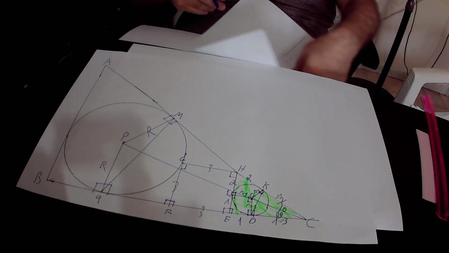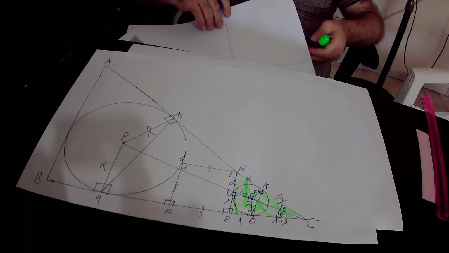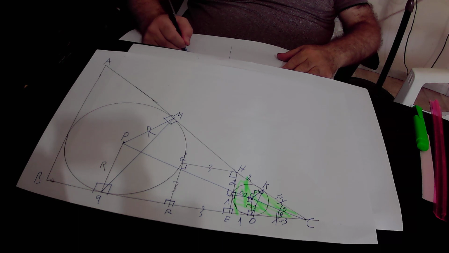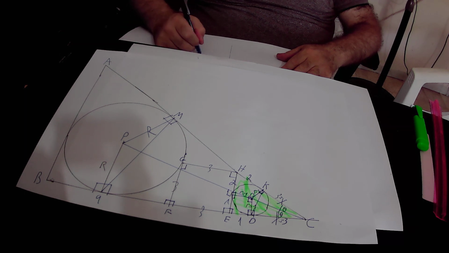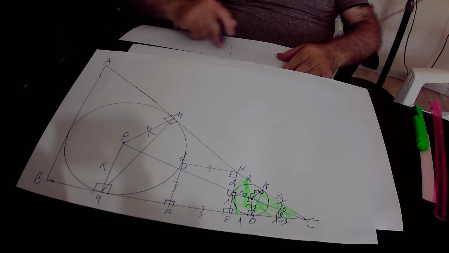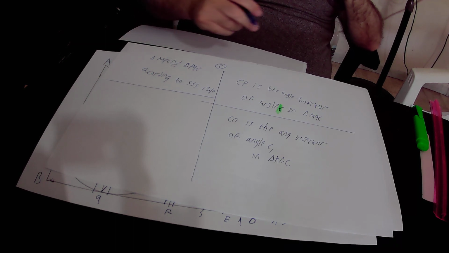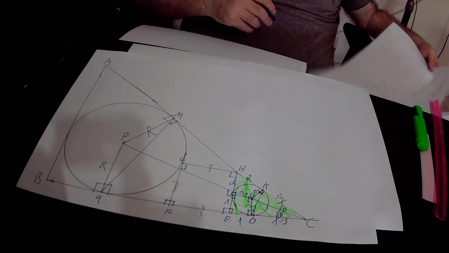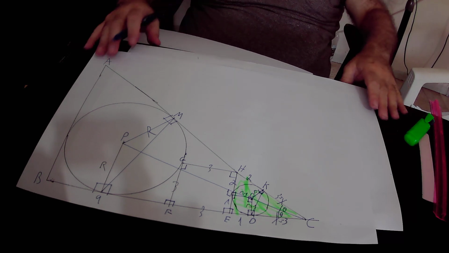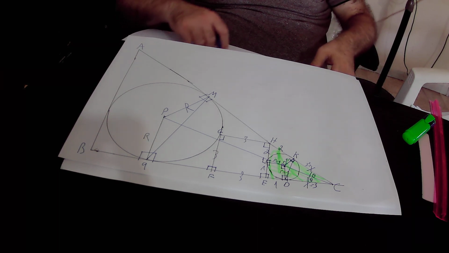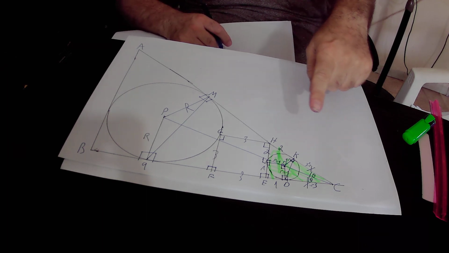But we have already found out that CO is also the angle bisector of the same angle, angle C. So we actually have two angle bisectors of angle C, CP and CO. Okay, so here we have a claim that CO passes through point P.